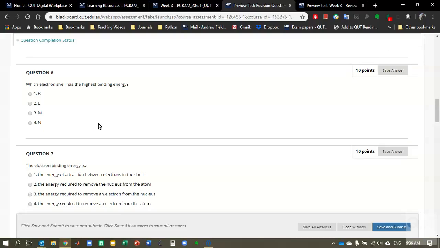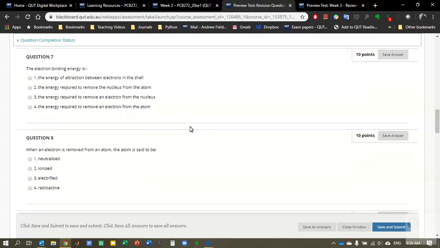Which electron shell has the highest binding energy? Well, the answer here is again K. So the electrons which are closest to the nucleus have the highest binding energy. They're the most tightly bound. And I think this is reasonably intuitive to understand. If we have a negatively charged mass and then a positively charged nucleus, then the closer the electron is to the nucleus, the higher that binding is going to be. Okay, so the K shell is always going to have the highest binding energy.